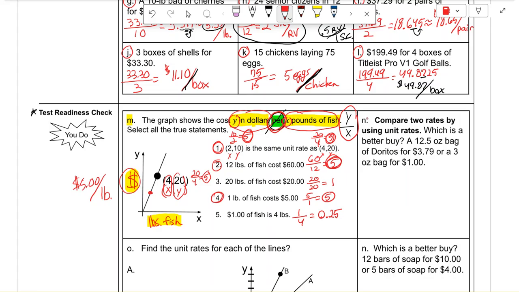All right, let's shift over to N right here. This says compare two rates by using unit rates. So which is the better buy? Is it the 12.5 ounce bag of Doritos for $3.79, or is it the 3 ounce bag for $1? So you are comparing ounces. So that should give you a good idea which one goes on top. You want to know what it is per ounce. Kind of just gave you a good answer there. That's the per sign. Ounce.